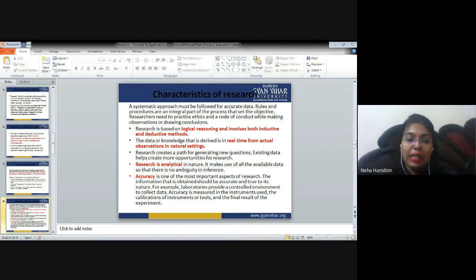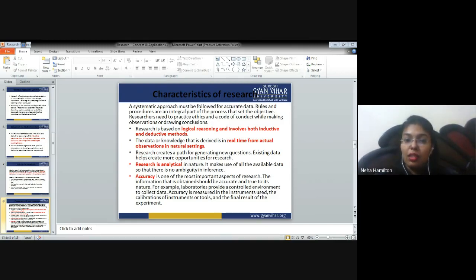Next is the data or knowledge that is derived is in real time from actual observations in natural settings. So research is not something which is hypothetical, right? Research is something which is real and which you are actually doing as a researcher. You are actually collecting data. You are actually going to the field and collecting data. If you have already designed a research problem, if you have with you the hypothesis, you are actually taking primary data. Okay. Now, what is primary data? Primary data is something that you're collecting for the first time. Okay, that is primary data.